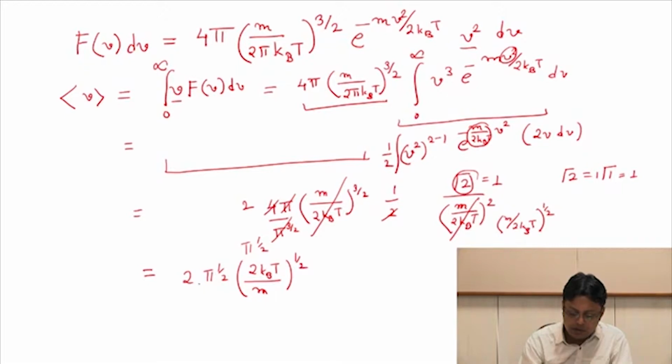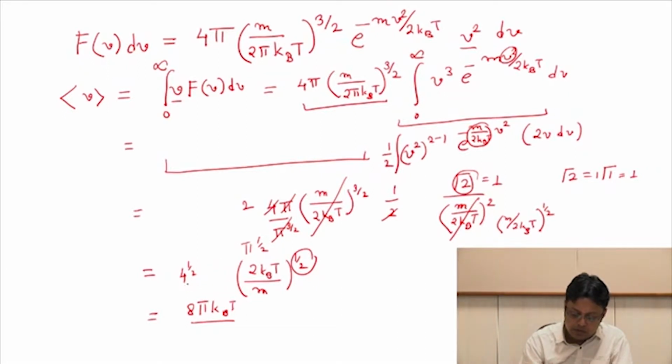Then we can actually put everything inside the parenthesis, keeping in mind that we have a power half. So if I put 2 inside, I can write it as 4 to the power half, instead of 2, and then put everything inside. So it will be 8 k_B T by π m. I think the π is in the denominator, not in the numerator.